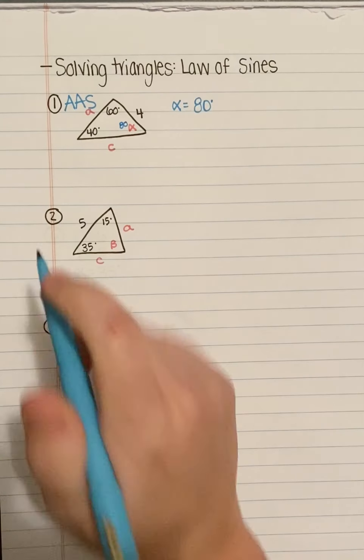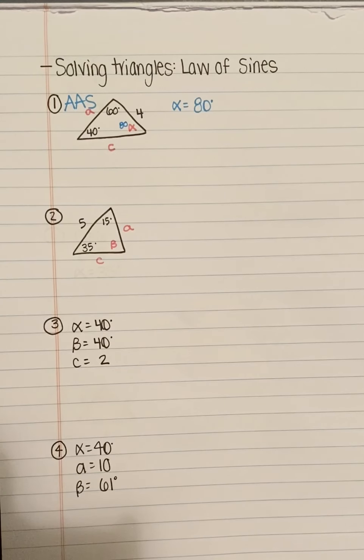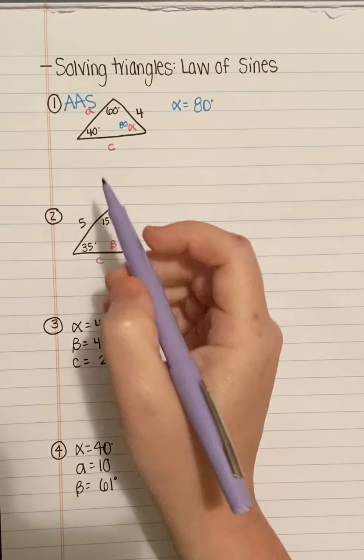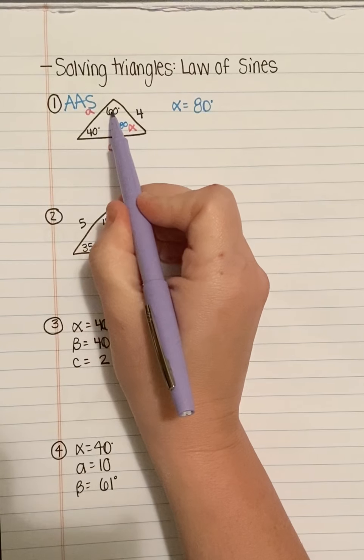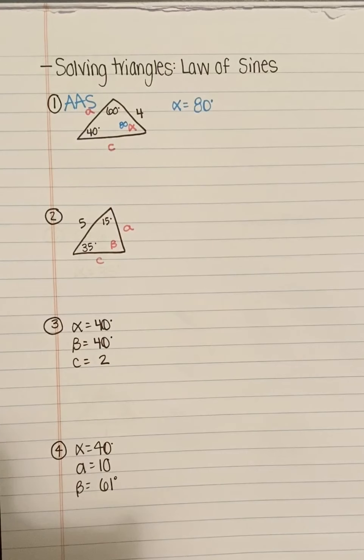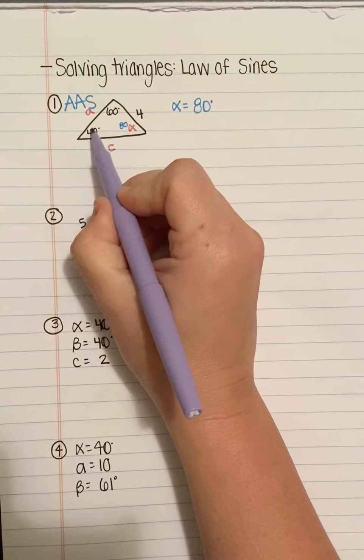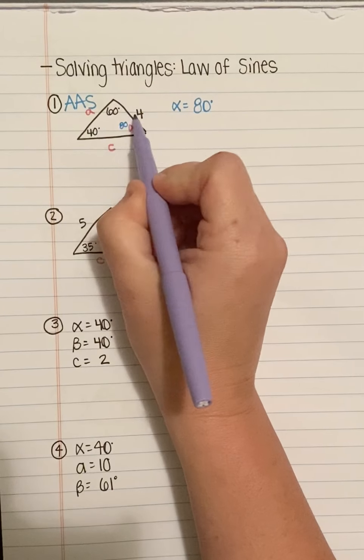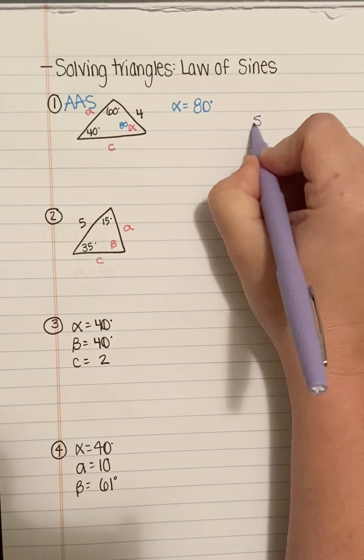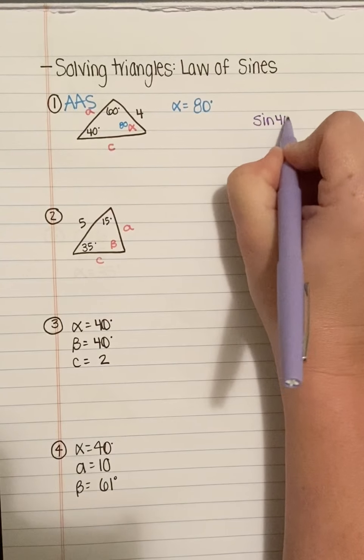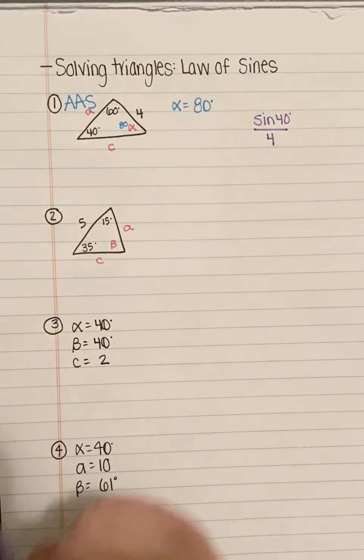Next, since this is angle, angle, side, I'm going to use the law of sines and set up my proportions. It doesn't matter where you start. You can start at this 40, you can start at 80, you can start at 60, but you have to start with an angle first. If I start at 40, I can say the sine of 40 across from the side that's across from it, which is 4. So setting up my proportions over here, I've got the sine of 40 degrees over 4.